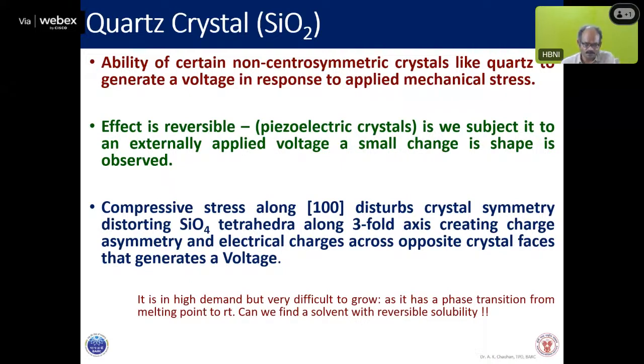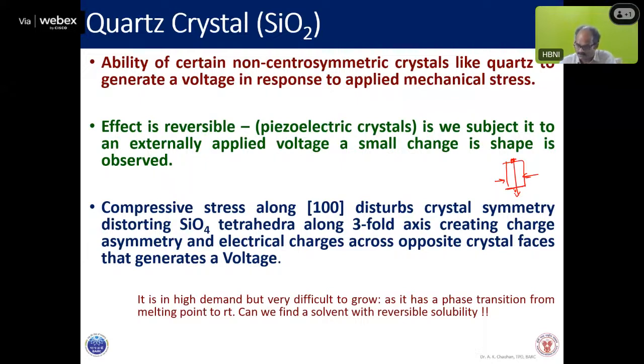First is what is the use of quartz, and why quartz is important. It is the ability of certain non-centrosymmetric crystals like quartz to generate a voltage in response to applied mechanical stress. So suppose you have a crystal and you apply a pressure from this side, then you will find that a voltage is actually generated across these two ends. This is called the piezoelectric effect.